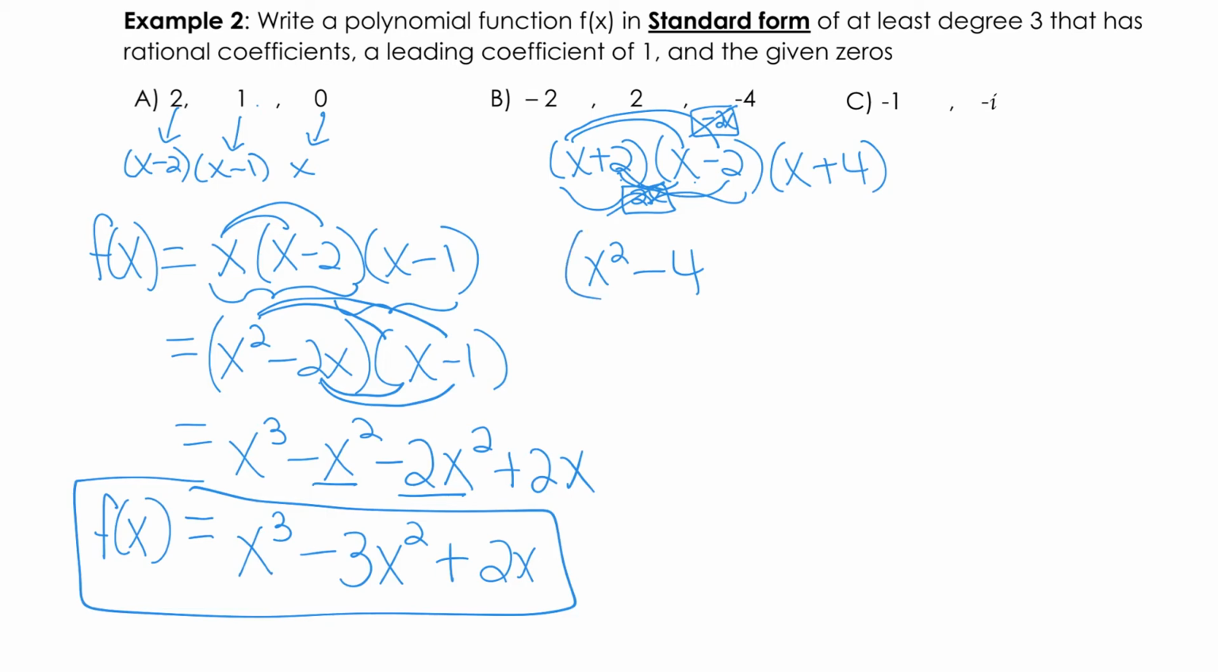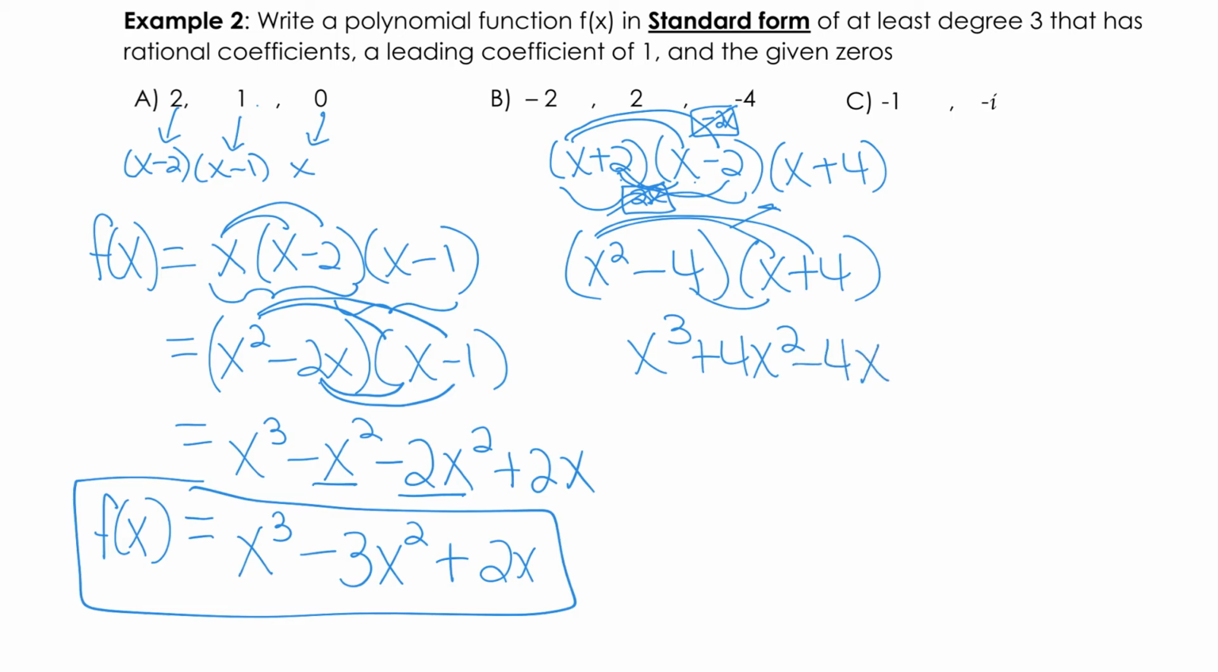Now I'm going to take this x squared minus 4, and now I'm going to multiply it times the x plus 4. So let's do that. X squared times x is x to the third. Then we'd have x squared times 4, 4x squared. Then we'd have a negative 4x. And then we'd have a negative 4 times positive 4, which is negative 16. And there's no like terms that I need to add, and so this would be my f of x. This is my polynomial.